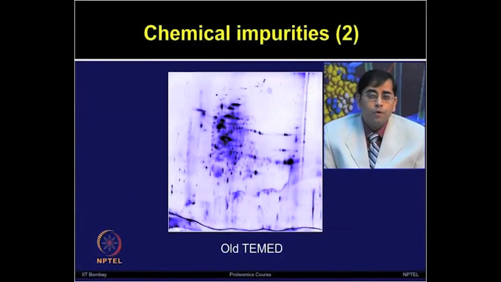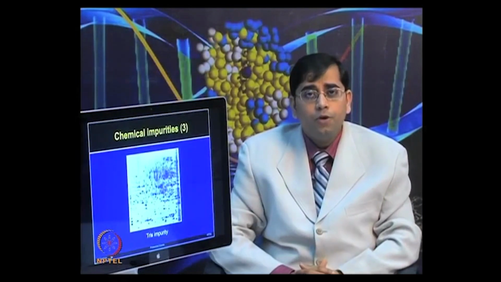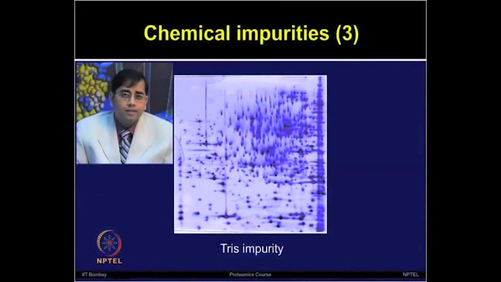So, people often use that bottle for a very long time, and if TEMED is very old, you can see some bad pattern on the gel, something similar to what is shown in this image. Now, if your chemical such as Tris is not of very good quality, it is impure, again that will show some artifacts in the gel.